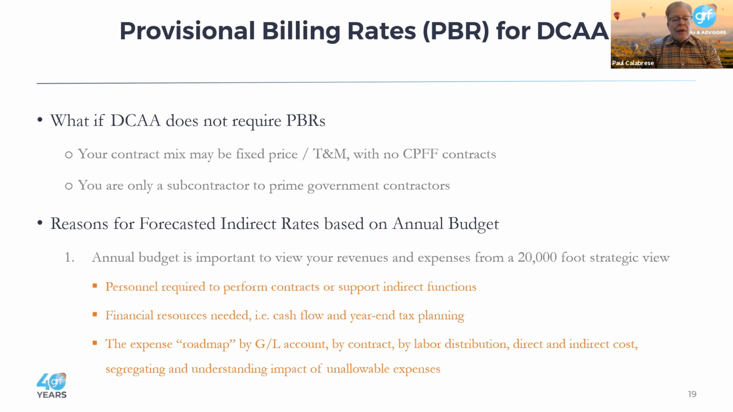So we want to see what personnel are on what contracts and what they're performing, and on a total company basis, like projecting a labor distribution. We want to know what financial resources we have in terms of cash flow, and maybe this budget could even help us with year-end tax planning. And it provides an expense roadmap. It's going to show you your general ledger expense accounts, the labor distribution, what you have defined as direct and indirect, and segregating them as well on allowables. Okay, now we can go to the next slide.